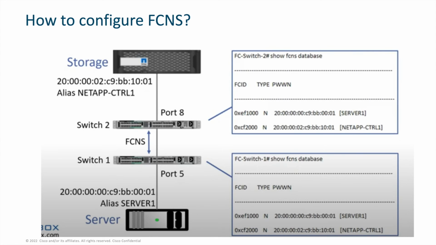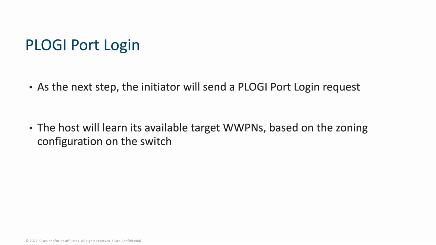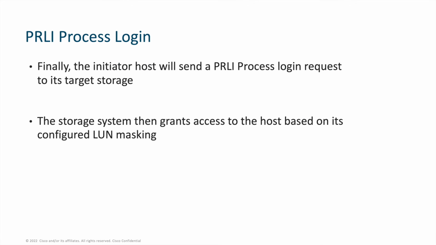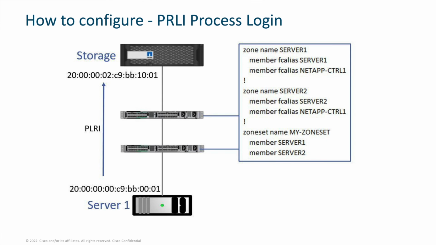After the FLOGI Fabric login process is complete, the initiator will send PLOGI, which is port login. Based on the zoning config on the switch, the host will learn its available target WWPNs. The next step that happens is a PRLI, which is process login. So finally, the initiator host will send a PRLI process login to its target storage at the far end. The storage system will grant access to the host based on its configured LUN masking.